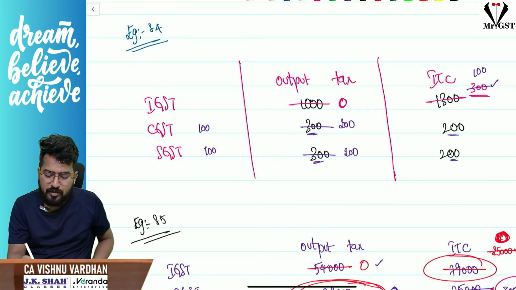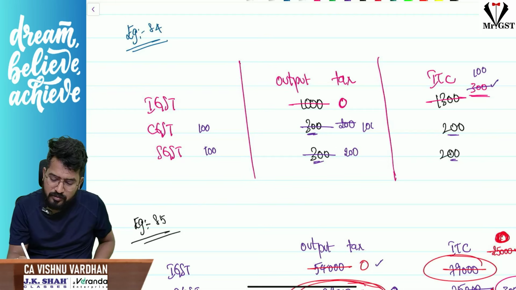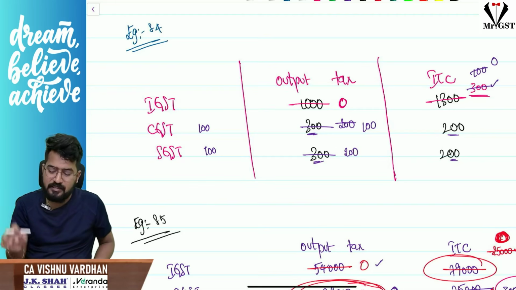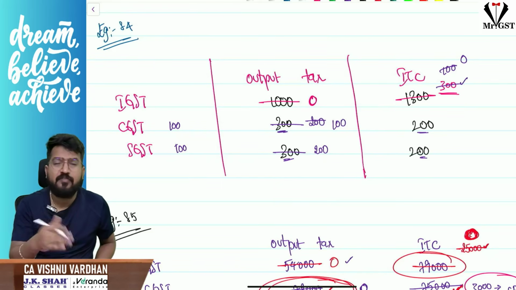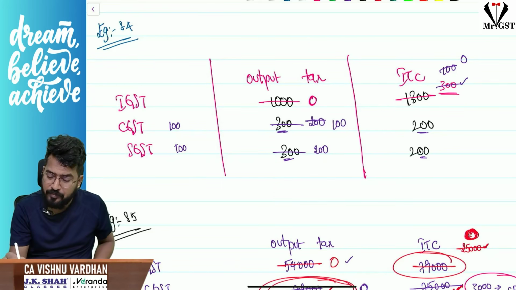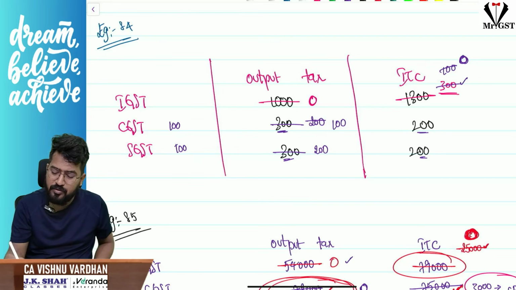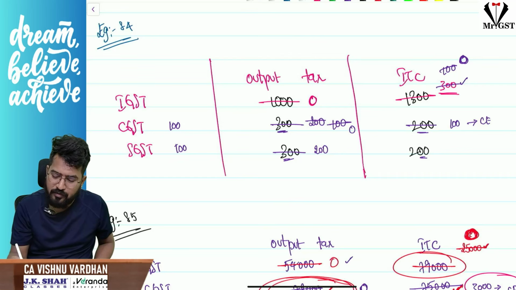Now this full 100 rupees you help to CGST or you help to SGST, it doesn't change the answer. So I made CGST first in queue, and I paid to him. So IGST ITC became 0. Now with CGST, 100 rupees carry forward, and CGST and SGST both became 0.